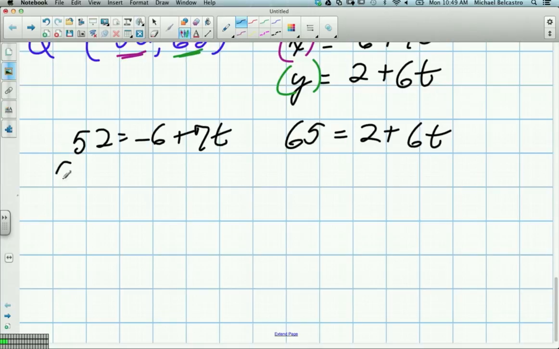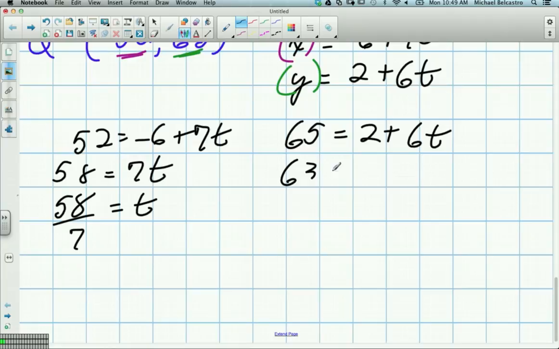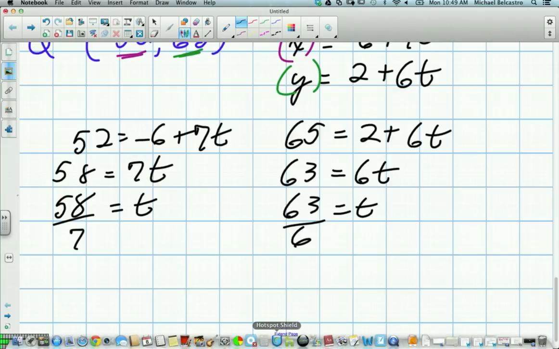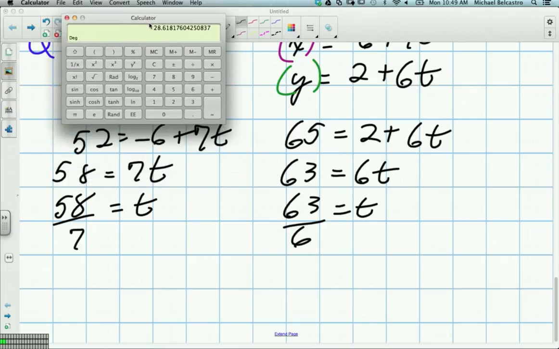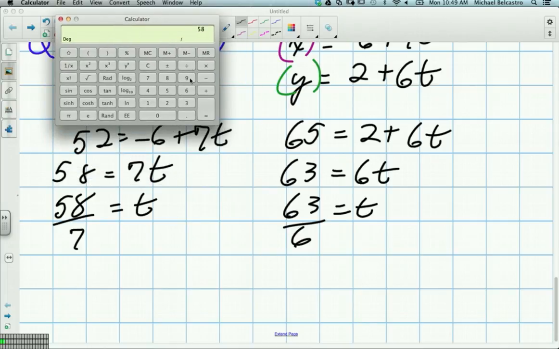We bring the 6 over. That gives us 58 is equal to 7t, which means our parameter is 58 over 7. And our other equation, we bring our 2 over. We're left with 63 is equal to 6t. Our parameter for t is 63 over 6. Highly doubt these are the same numbers. Quite sure they're not. But let's double check. 58 divided by 7 gives us about 8.2. And 63 divided by 6 is 10.5.